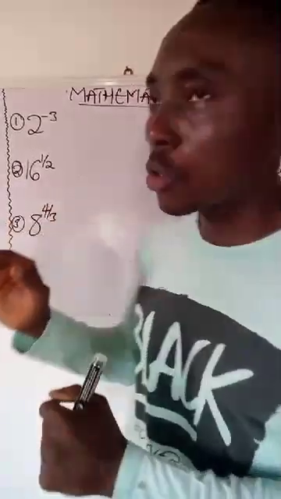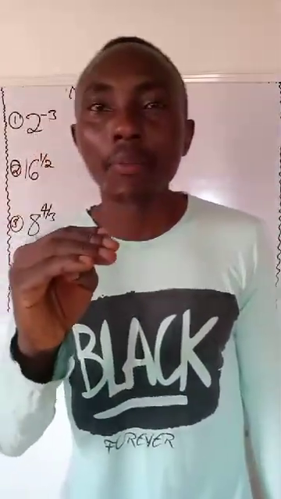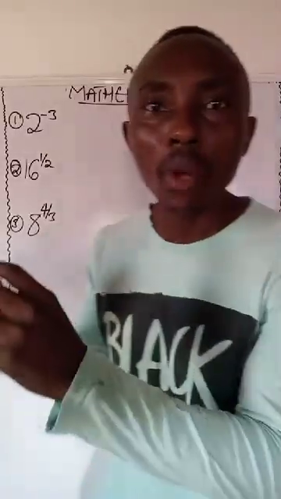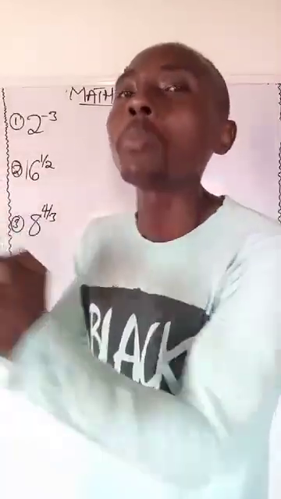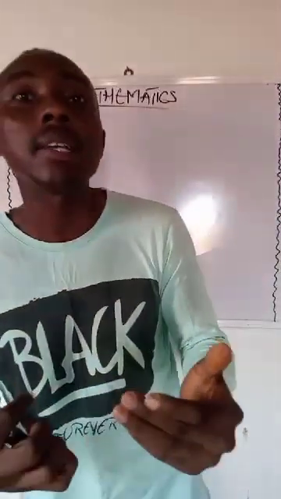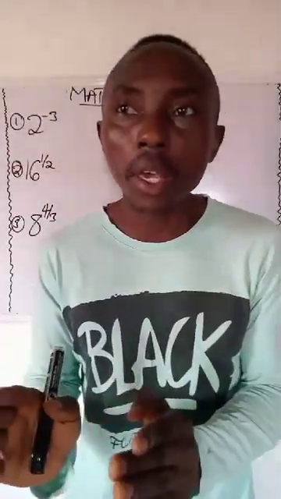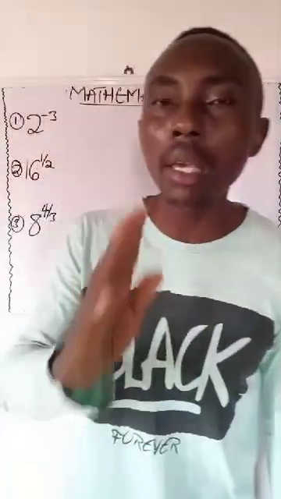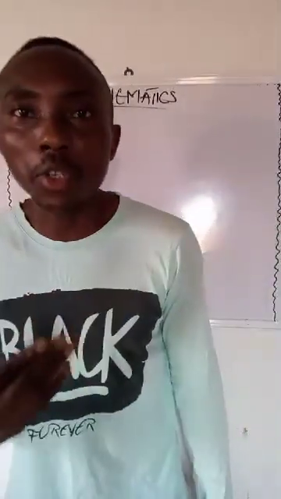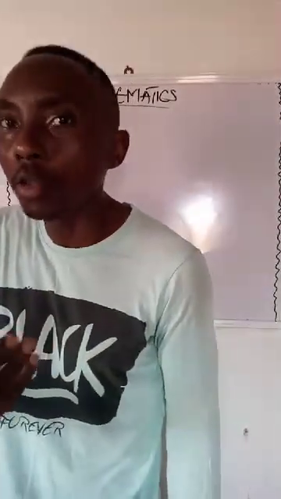Now, the first question is what we call negative index. When a particular number or figure has a negative power at the top, it is referred to as negative index. And there's a law of indices that deals with negative index. What does this law state? If I have a negative index, what am I going to do?